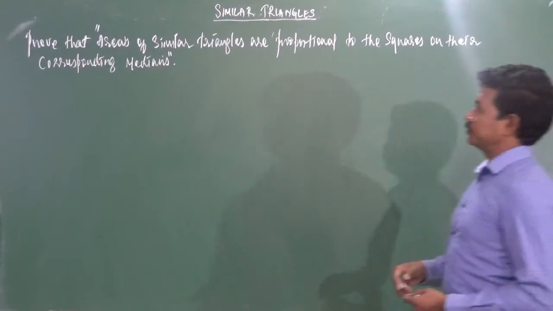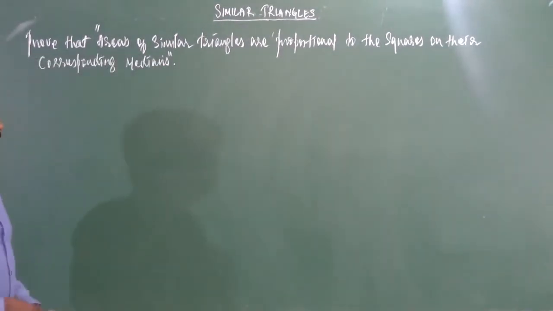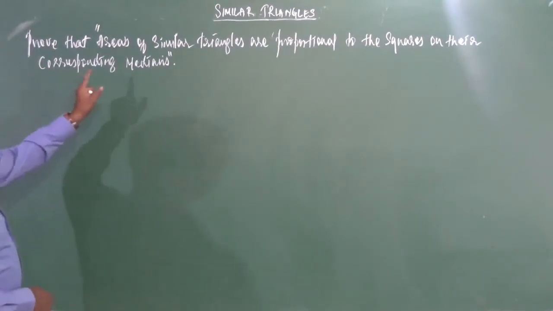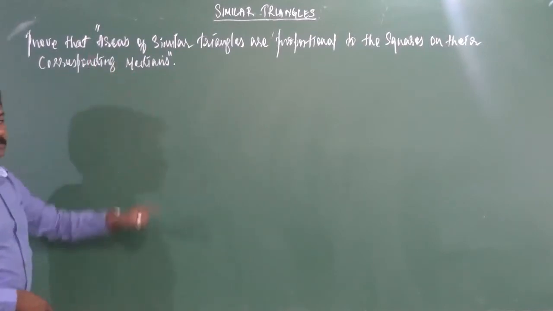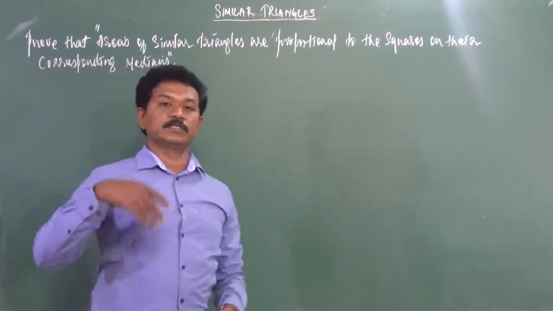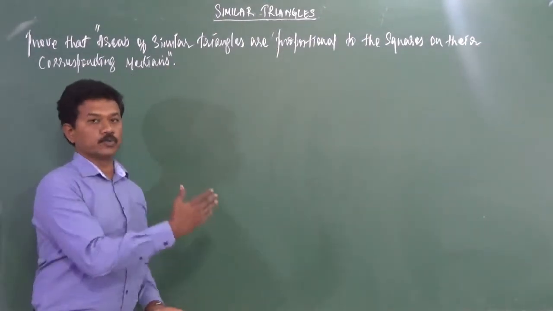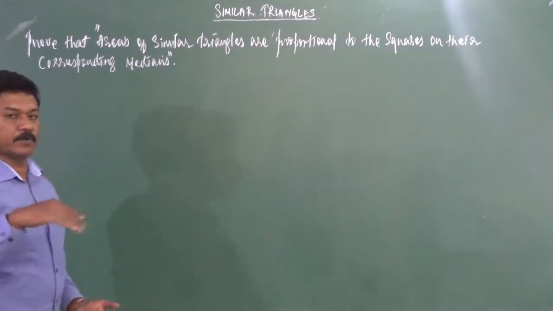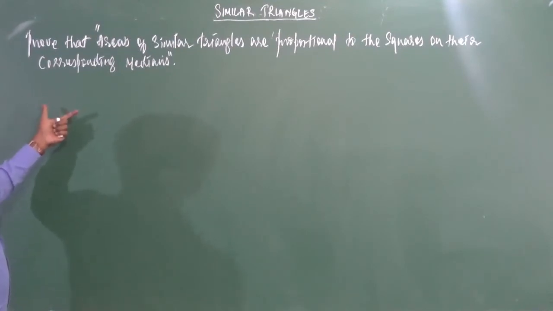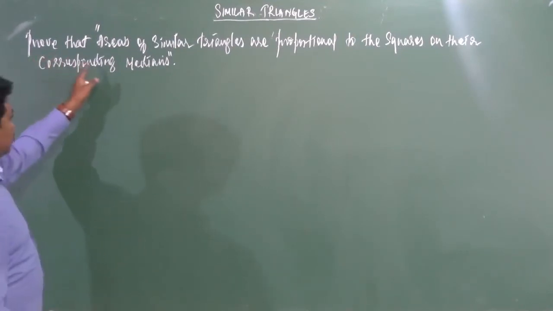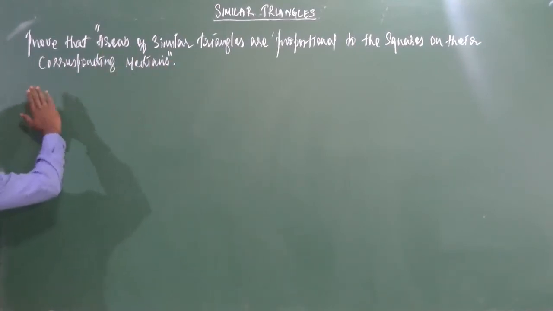Okay, now let us get into the very important rider on areas of similar triangles. That is, prove that areas of similar triangles are proportional to the squares on their corresponding medians. Actually, instead of medians, if it was sides, then we would have called it the theorem. So this is also true. This is the statement which follows the theorem. As the theorem is very important, this rider is also very important. So prove that areas of similar triangles are proportional to the squares on their corresponding medians.